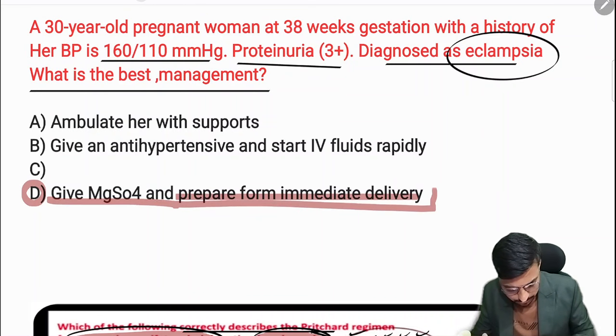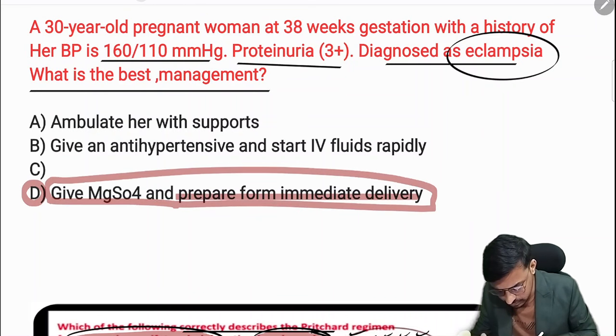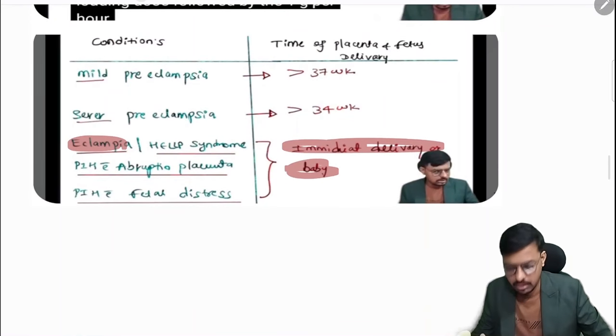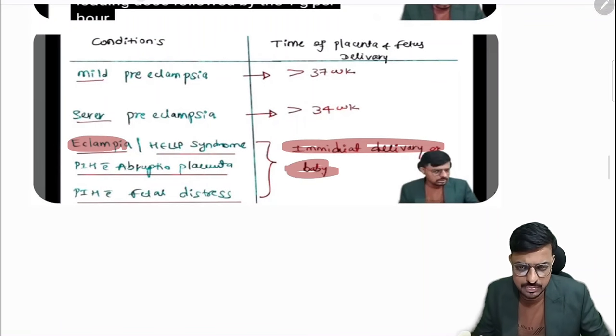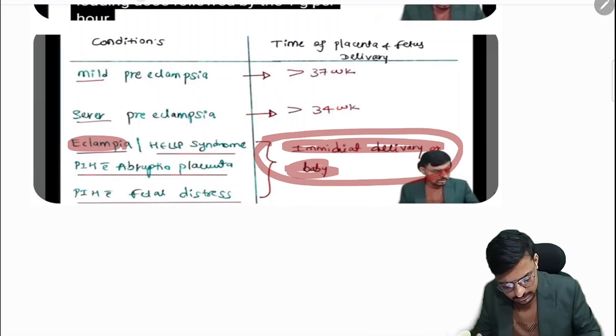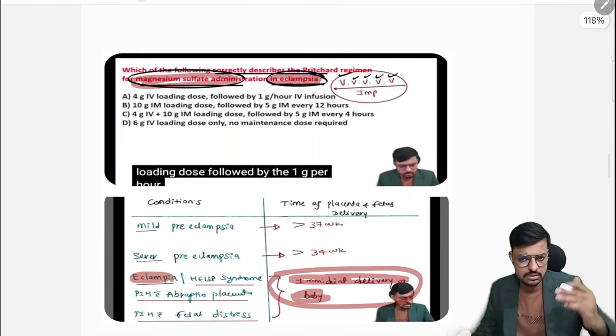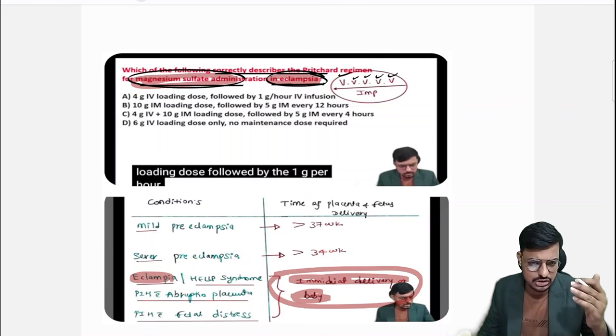Okay, so in the cases of HELLP syndrome, pregnancy induced hypertension with abruptio placenta, pregnancy induced hypertension with fetal distress, HELLP syndrome and eclampsia, we will immediately deliver the baby. This was the question which was asked. This was the concept which was explained by me in your very important Norcet selection series which I have conducted for the last 20 days.